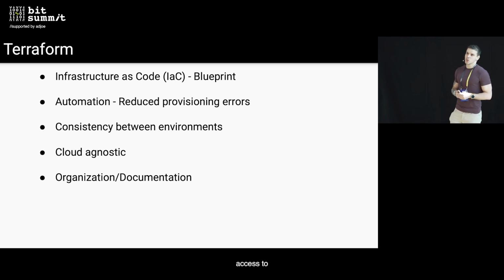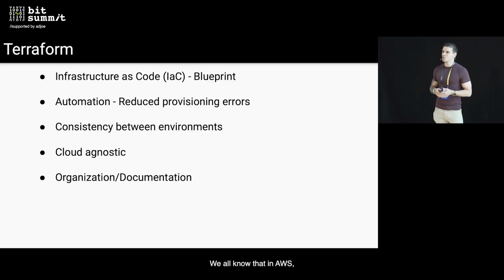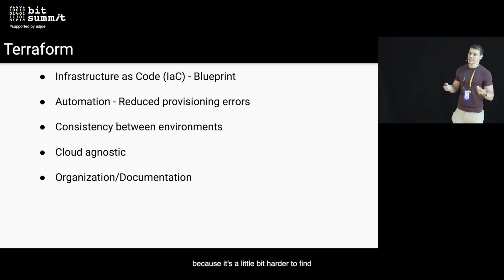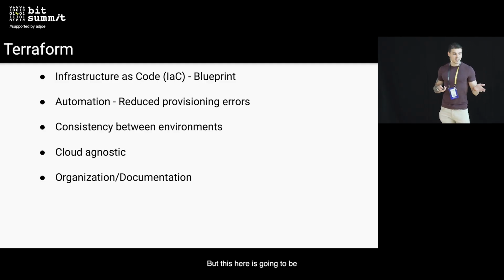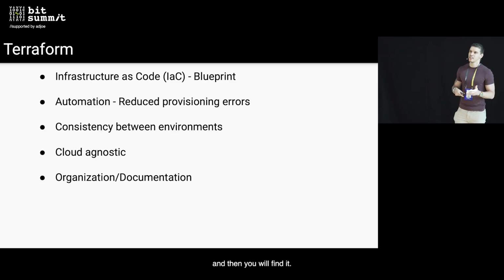It gives you access to organization and documentation of your infrastructure. And we all know that in AWS, things can get a little bit confusing from time to time, and it gets worse when you go multi-region or multi-account, because it's a little bit harder to find what your infrastructure has and what you have provisioned. But with this, everything is going to be in one place, in a Git repository for you. And if you want to find something, you just do Control F, and then you'll find it.